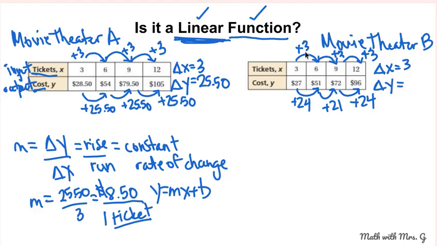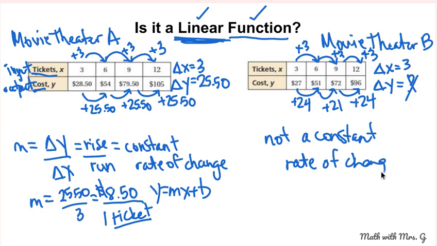So 24 divided by 3 is 8. 21 divided by 3 is 7. 24 divided by 3 is 8 again. And so I don't know. There's nothing constant. I can't write a number down. So since I can't write a number down, and there is not a constant rate of change, that means that this is non-linear. Not a constant rate of change.